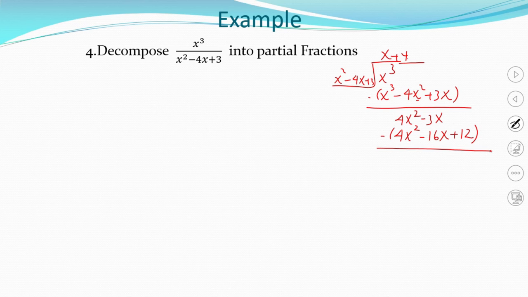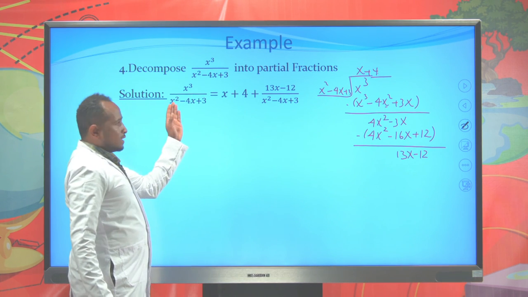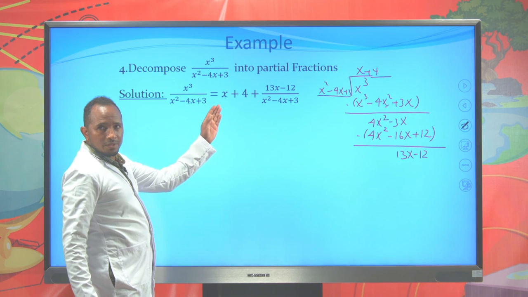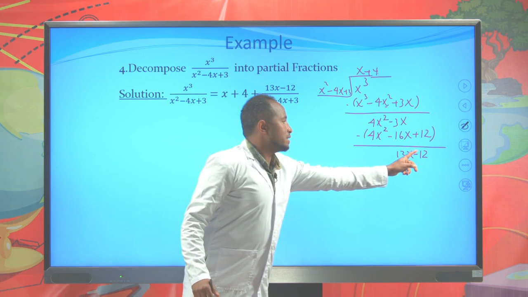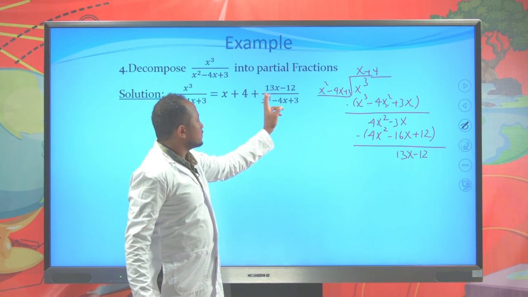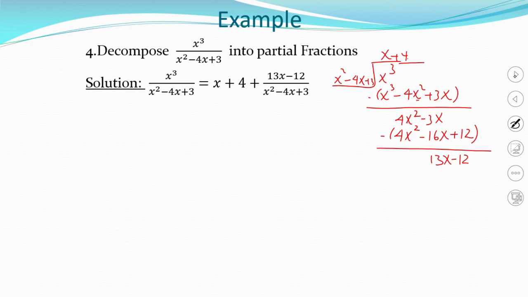When you subtract this, this becomes 0. This plus 16 minus 3 is 13x. And this is minus 12. So, x cubed over x squared minus 4x plus 3 will be written in this form: the quotient x plus 4 plus the remainder 13x minus 12 divided by the divisor x squared minus 4x plus 3. After this, what you do is simply decompose this expression.